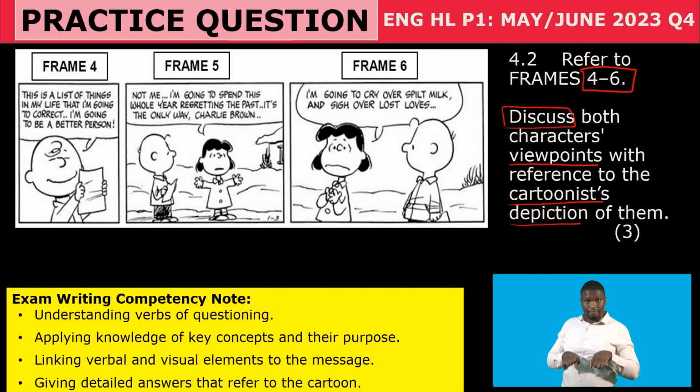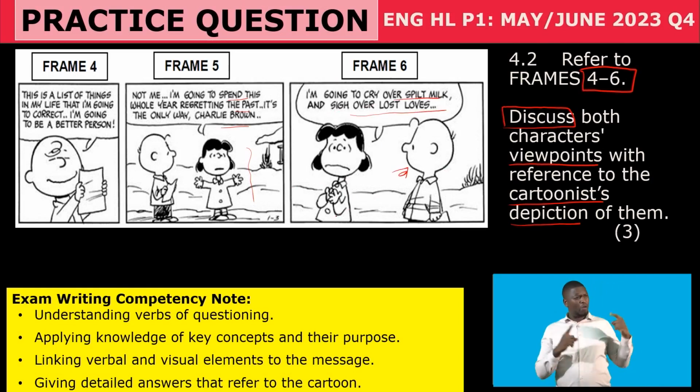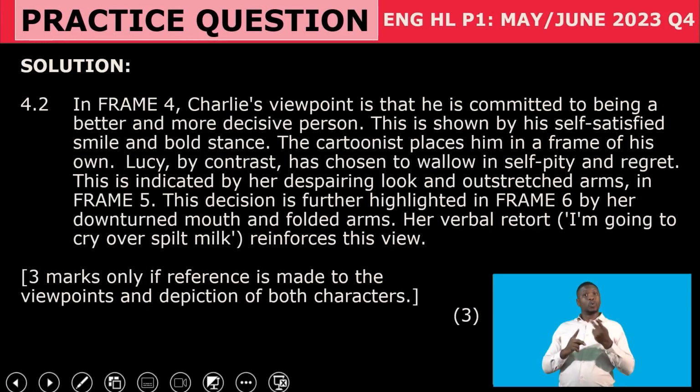He's smiling. And then frame 5, Lucy starts speaking, "Not me. I'm going to spend this whole year regretting the past. It's the only way, Charlie Brown. I'm going to cry over spilt milk and sigh over lost loves." Lucy seems very upset, and here Charlie Brown seems quite perplexed by her reaction. So very specifically, refer to those frames when you're answering.